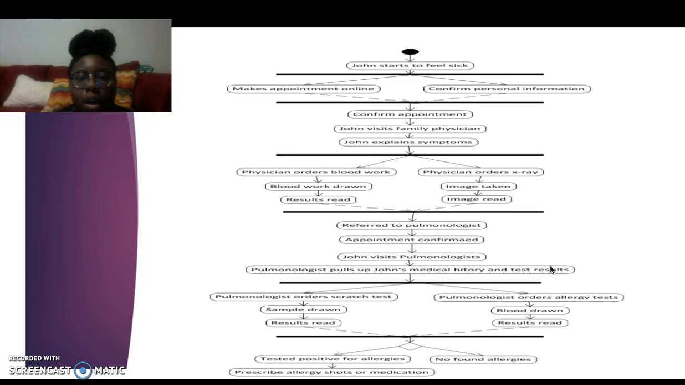So this next model is an activity model on the same scenario. And so this is my starting point. The beginning is John starting to feel sick, then I have a transition here where it forks off into him making an online appointment with the app and confirming his personal information, and that technically happens simultaneously.